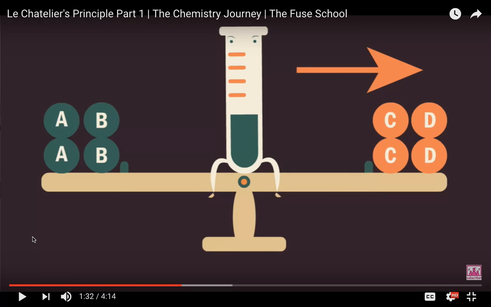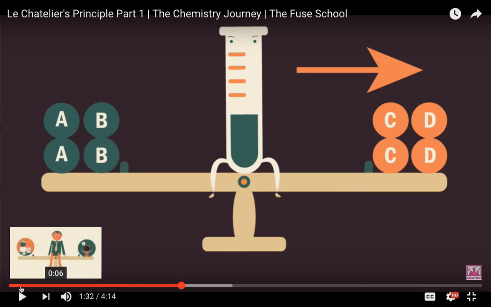And what you should have noticed there is we had extra A and B, so we created more C and D to balance it. So what happened was we shifted to the right, so everything on the left decreased in concentration, and the stuff on the right increased in concentration. So if we shift to the right, the stuff on the right-hand side is going to increase, the stuff on the left would decrease. Okay, in order to make C and D, we needed to use up A and B.